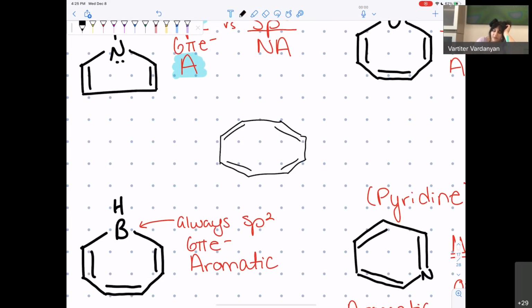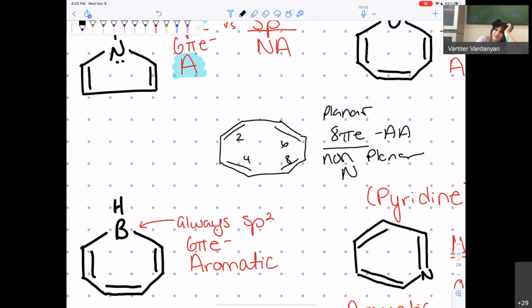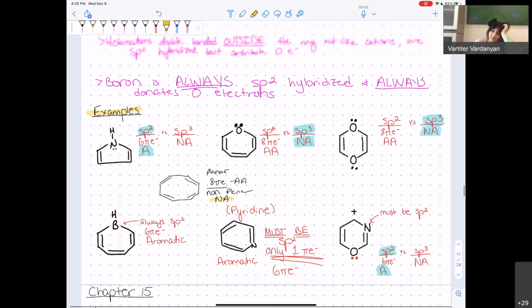1, 2, 3, 4. Okay, so this is cyclic, fully conjugated, 2, 4, 6, 8 pi electrons. So if it's planar, it's anti-aromatic. If it's non-planar, it's going to be non-aromatic. So the more stable option would be non-aromatic. Ta-da!